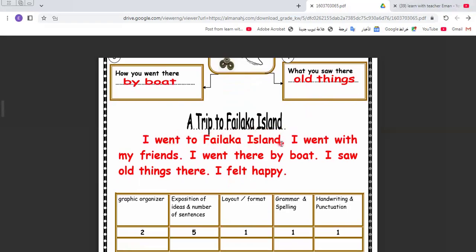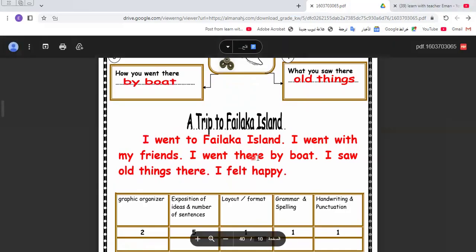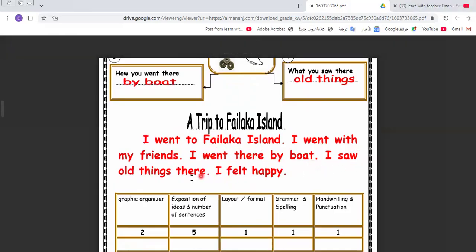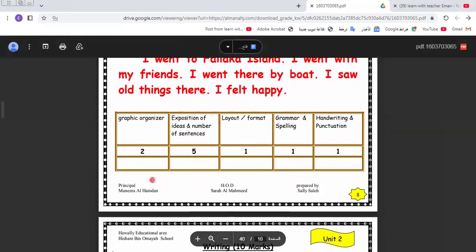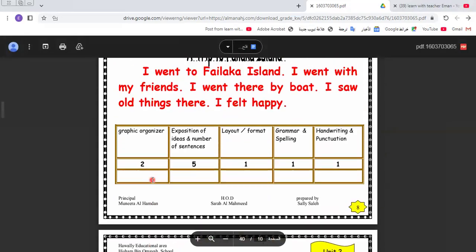A trip to Failaka Island. I went to Failaka Island. I went with my friends. I went there by boat. I saw all things there. I felt happy. Today I'll stop here in this part.